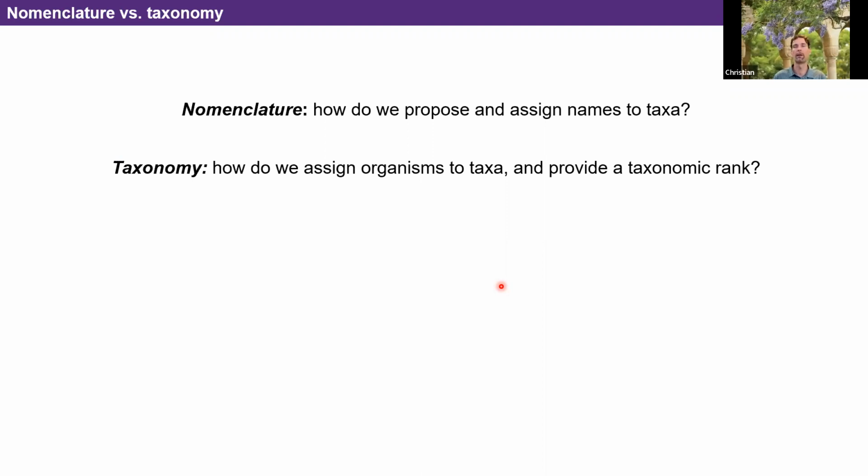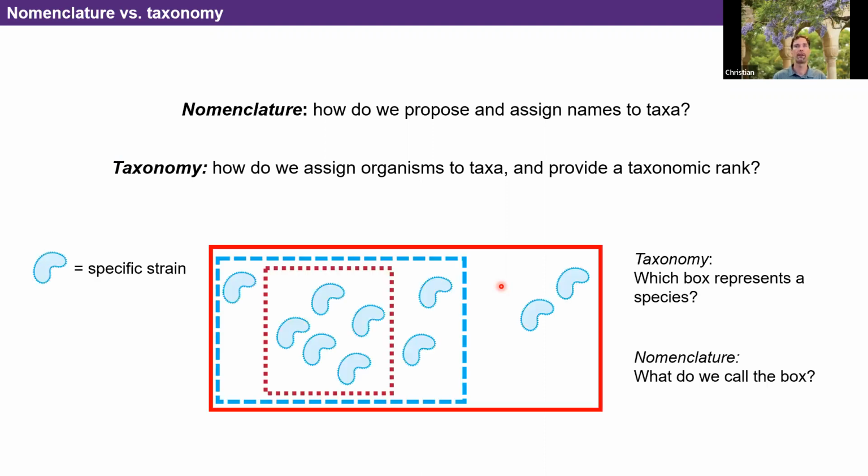Let's look at an illustration of those concepts. So let's say you have like strains, right? Or genome sequences of strains, right? Then the taxonomy is basically which box represents a species, right? So do you say, are those 5 strains a species? Are those 7 a species? Are those 9, right? At some point, we have to basically draw a line and say, okay, that represents a species. And that is what taxonomy does.